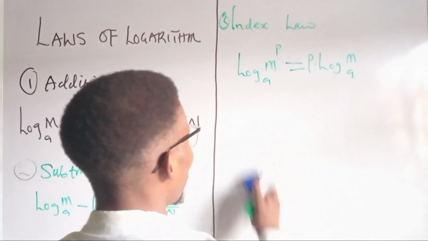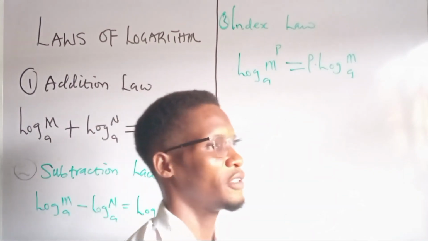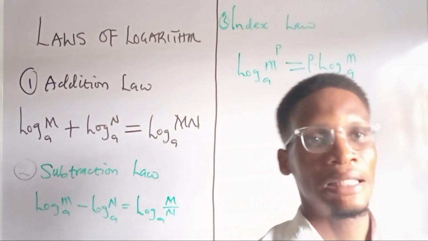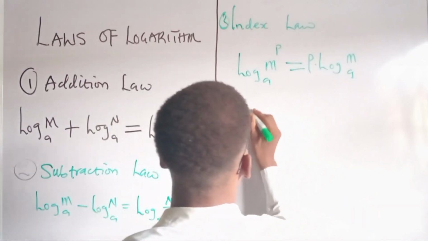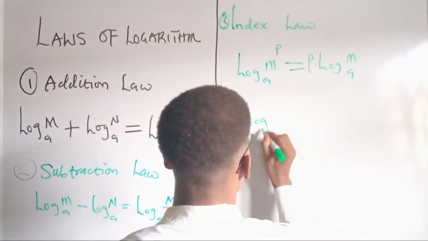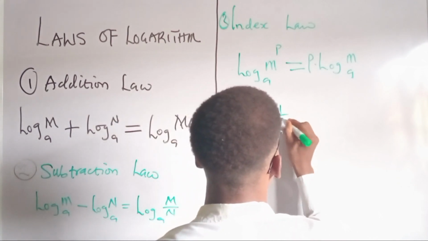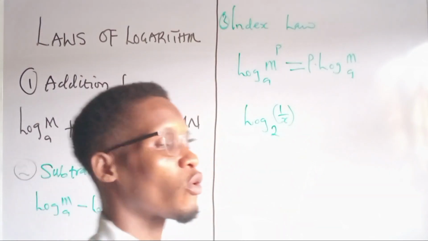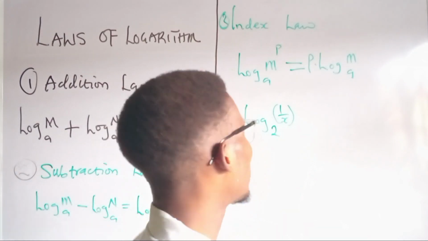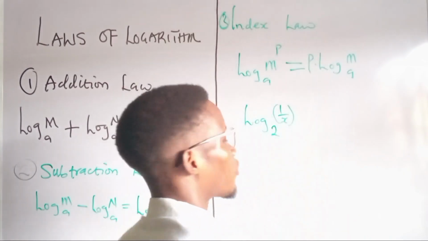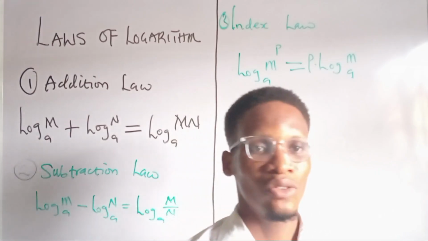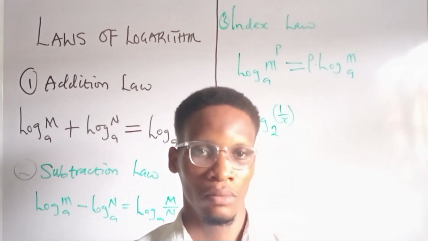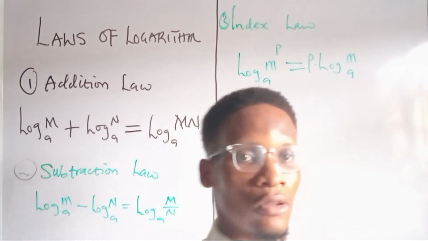Now, there are some people that mistake this. I've seen some channels that say that when you have log of 1 all over x to base 2, it's another law of logarithm. But this falls under the index law of logarithm. All right, it's not a law of its own. It falls under the index law of logarithm.